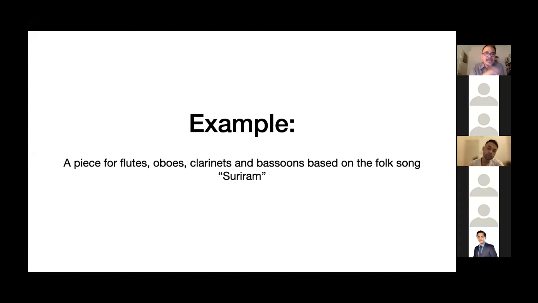So his ensemble in Kuala Lumpur at that time was known as the High Winds Ensemble, if I'm not mistaken. He asked for this piece, so it was written for the ensemble. It is a piece for flutes, oboes, clarinets, bassoons, based on the folk song Suri Ram.